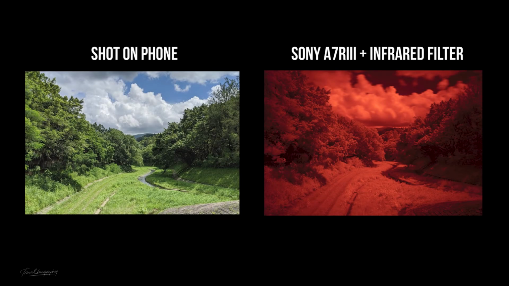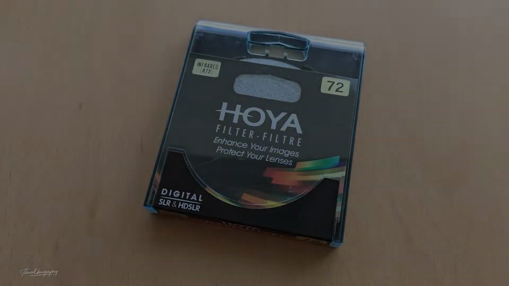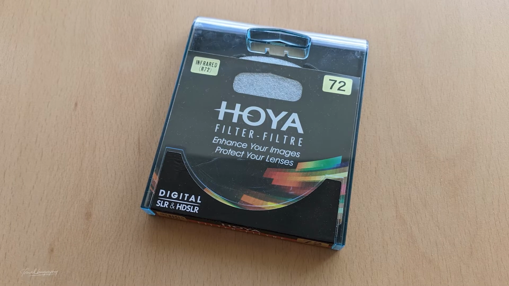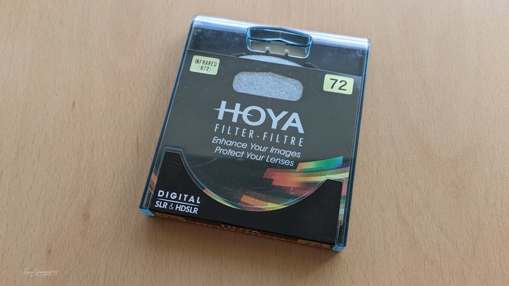The photos you are going to see in this video are shot on a Sony a7R III with an R72 Hoya infrared filter. I'll make another video on how to shoot infrared photos. The link will be in the description box.